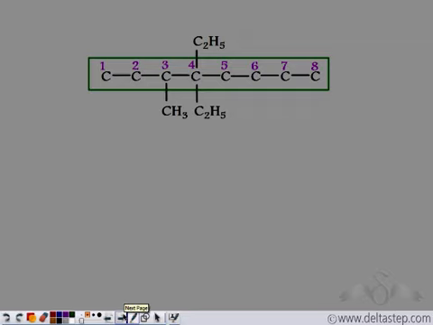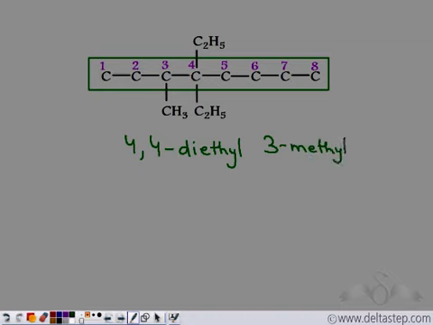Now to arrange the substituents alphabetically, let's see, we have methyl group and 2 ethyl groups. So the E comes before M. So we first place the ethyl groups and then the methyl groups. So let's see, the 2 ethyl groups are present at position 4. So we get 4,4-diethyl, and then we place the methyl group, that is present at position 3. So we get 3-methyl. So this is the prefix for this organic compound.